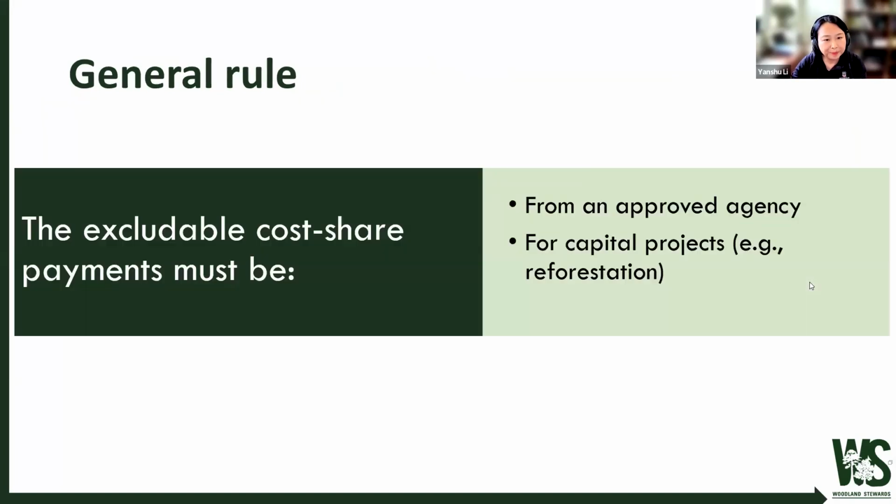And like I said, in order to be excluded, it has to be from an approved qualified agency, and it has to be from a qualified program. And the payment has to be for capital projects. For example, for us as landowners, one of the major capital projects is reforestation, and the purpose has to be for conservation.